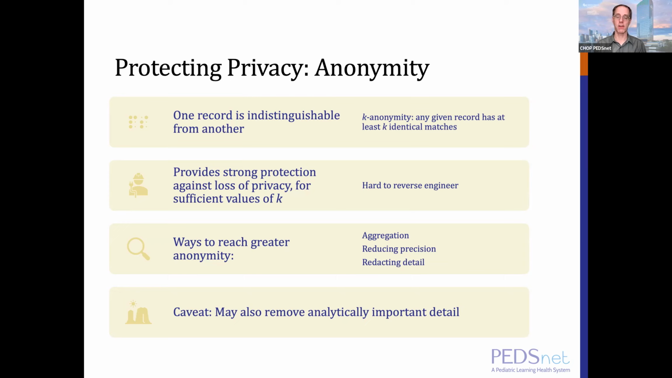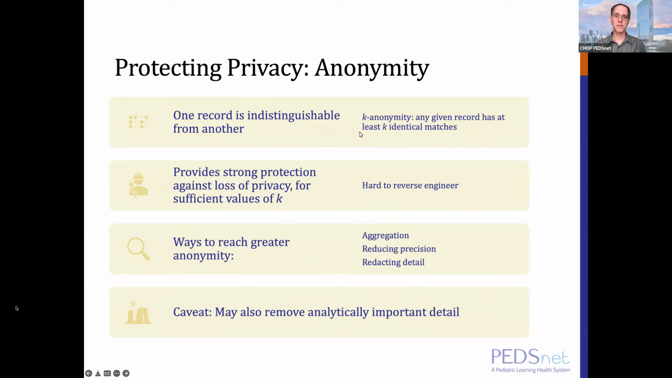The catch here is that because anonymity relies on one record being fully indistinguishable from another record, you may actually end up removing analytically important detail if you take measures that get you to a higher degree of anonymity.